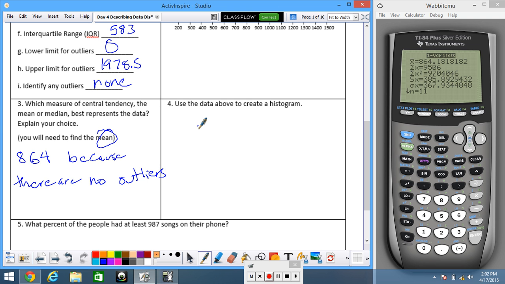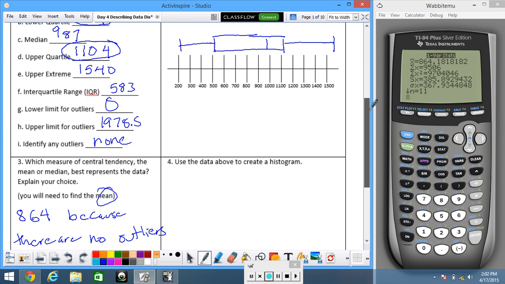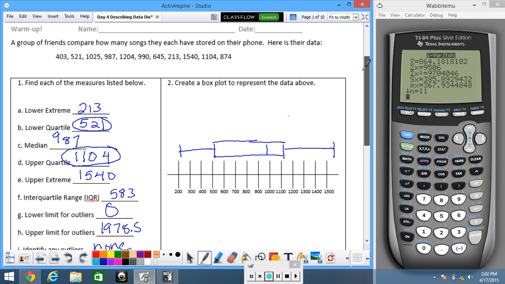Okay, it says use the data above to create a histogram. So this is going to be a little tricky because I can't see the numbers here, so I'm going to make a really fast table. My table is going to go up to 1,500. So maybe we'll go 200 to 399, 400 to 599, 600 to 799, 800 to 999. Maybe I should have made these smaller because I got a lot of categories here. Yeah, let's make these smaller. It's a pain. Go ahead and erase those.